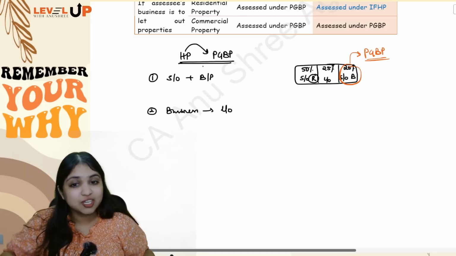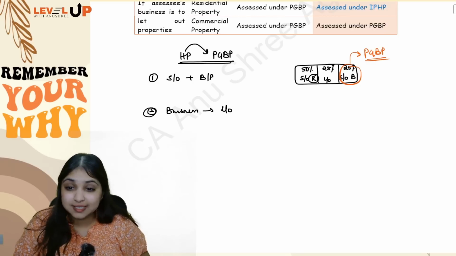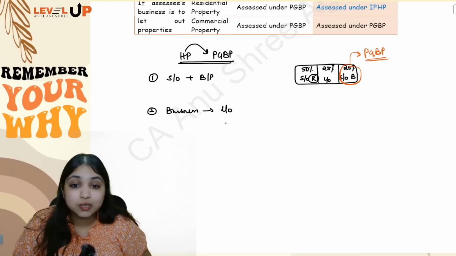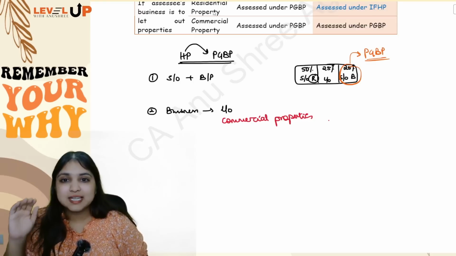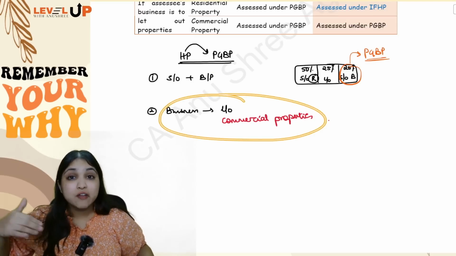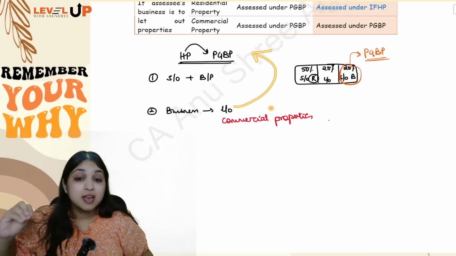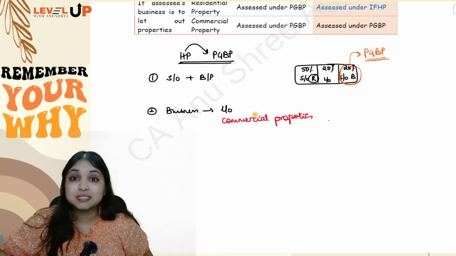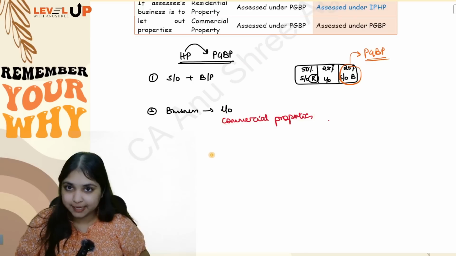So this was the provision earlier, guys. But now where is the amendment? The amendment now is in the second point. The law very clearly says now, if assessee is in the business of letting out commercial properties, then only the property will go under the PGBP head. Earlier, if assessee is in the business of letting out properties, whether it is residential property or commercial property, both used to go under the PGBP head. Now specifically they have mentioned commercial properties, that only if assessee is in the business of letting out commercial properties, then only the property will go under the PGBP head.